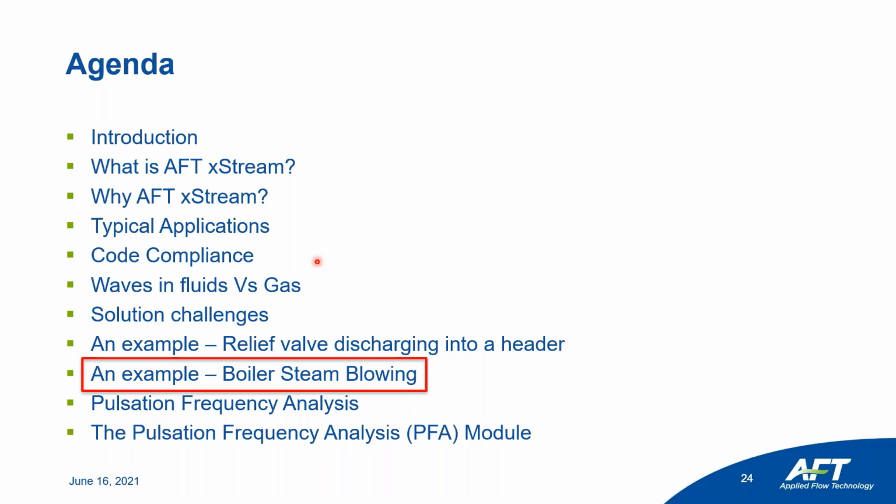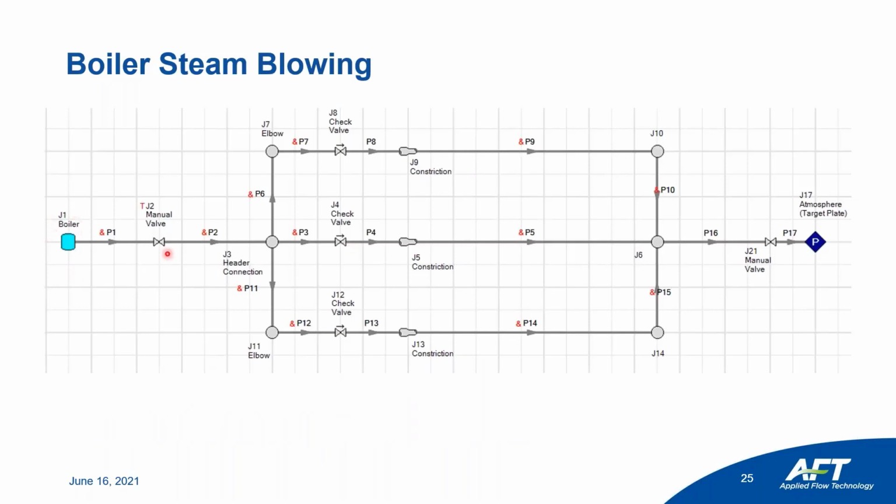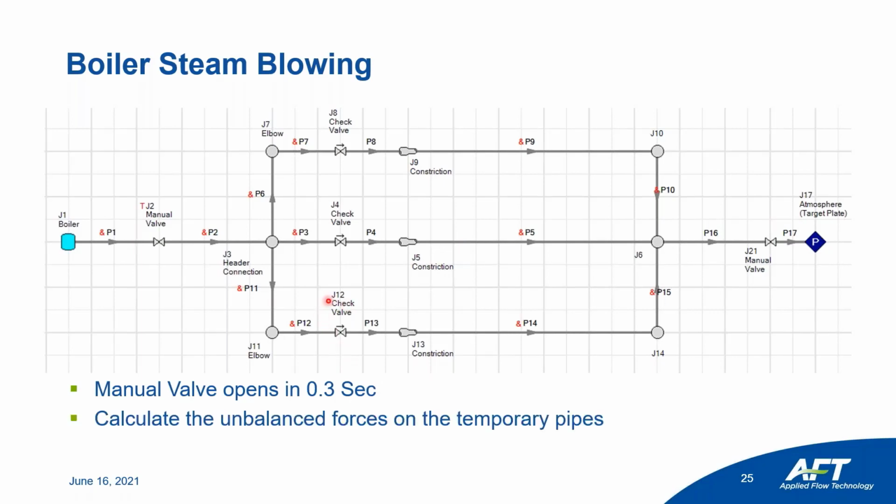A boiler steam blowing. So here we have a boiler. We have the manual valve used to flush the system and clean it. We have the connecting temporary pipes P16 and P17, and P17 discharges to atmosphere. The valve opens in 0.3 seconds, and we want to calculate the imbalance forces in the temporary pipes so we can design the supports accordingly to handle these forces.